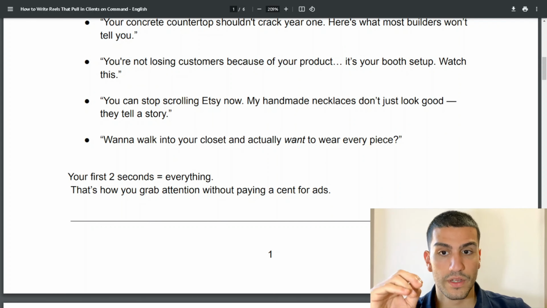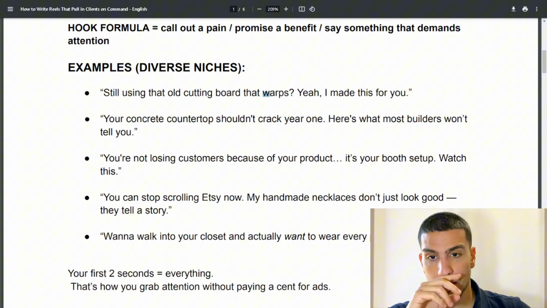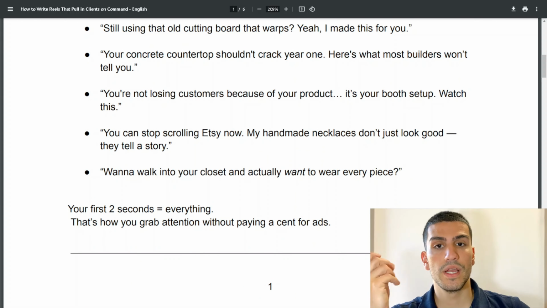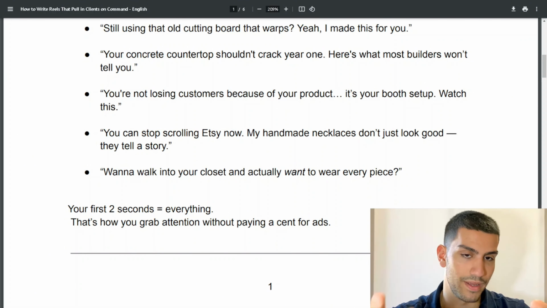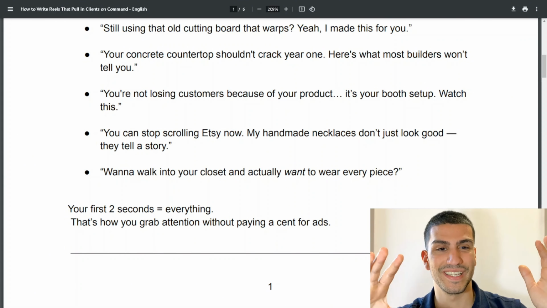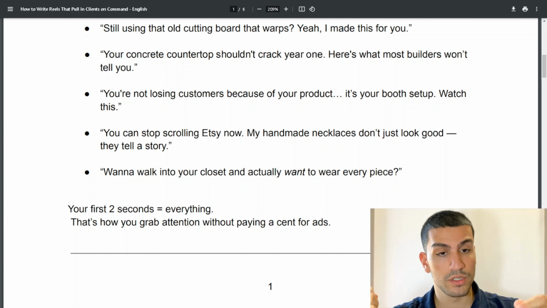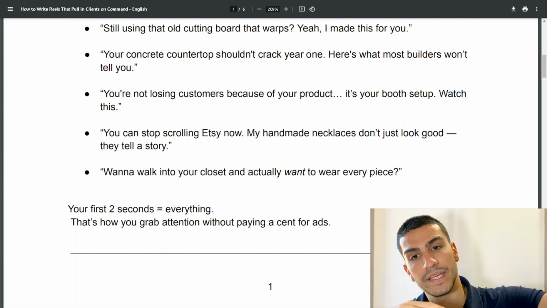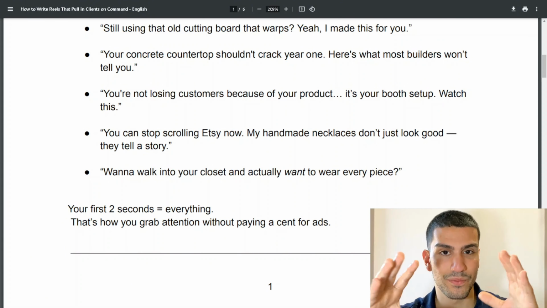So, fifth example. Want to walk into your closet and actually want to wear every piece. Here is a perfect example of calling out a pain and promising a benefit together. Because here, as we usually know, because of women, and also men, I'm not going to be talking only about women here, but both of us, whenever we open our closets, we struggle to pick the right clothes because we have loads of clothes and they are not arranged properly, or there are a lot of reasons why. But let's stick with our example here.